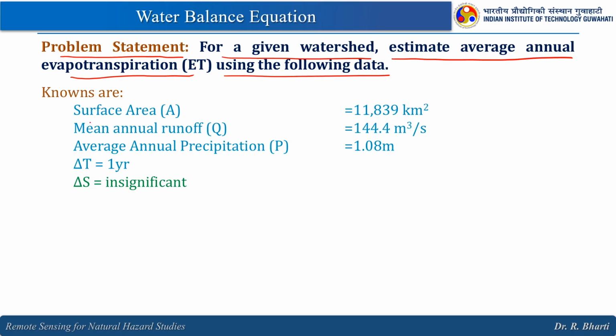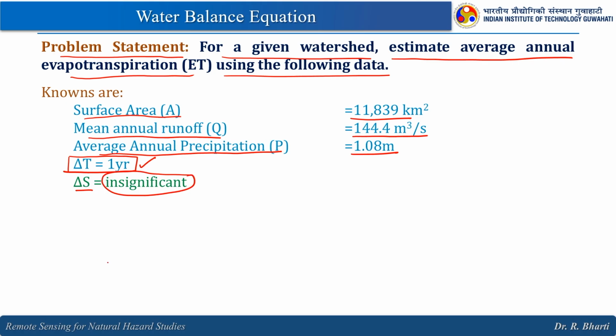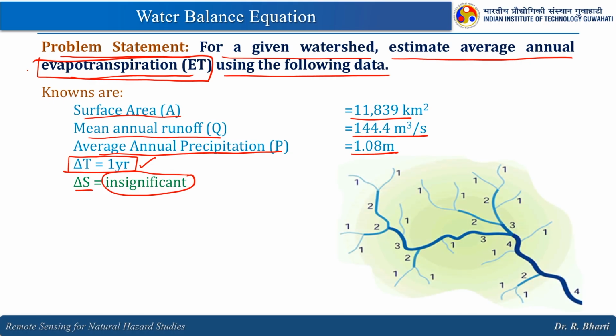So here the knowns are surface area, that is given, right. Then mean annual runoff Q, that is also given. Then average annual precipitation, that is also given, and the time that we are going to use here, that is 1 year, and the delta S, that is the change in the storage, that is insignificant. So what we have to calculate? We have to calculate the evapotranspiration, right. So how we will do that? That we will try to learn today.